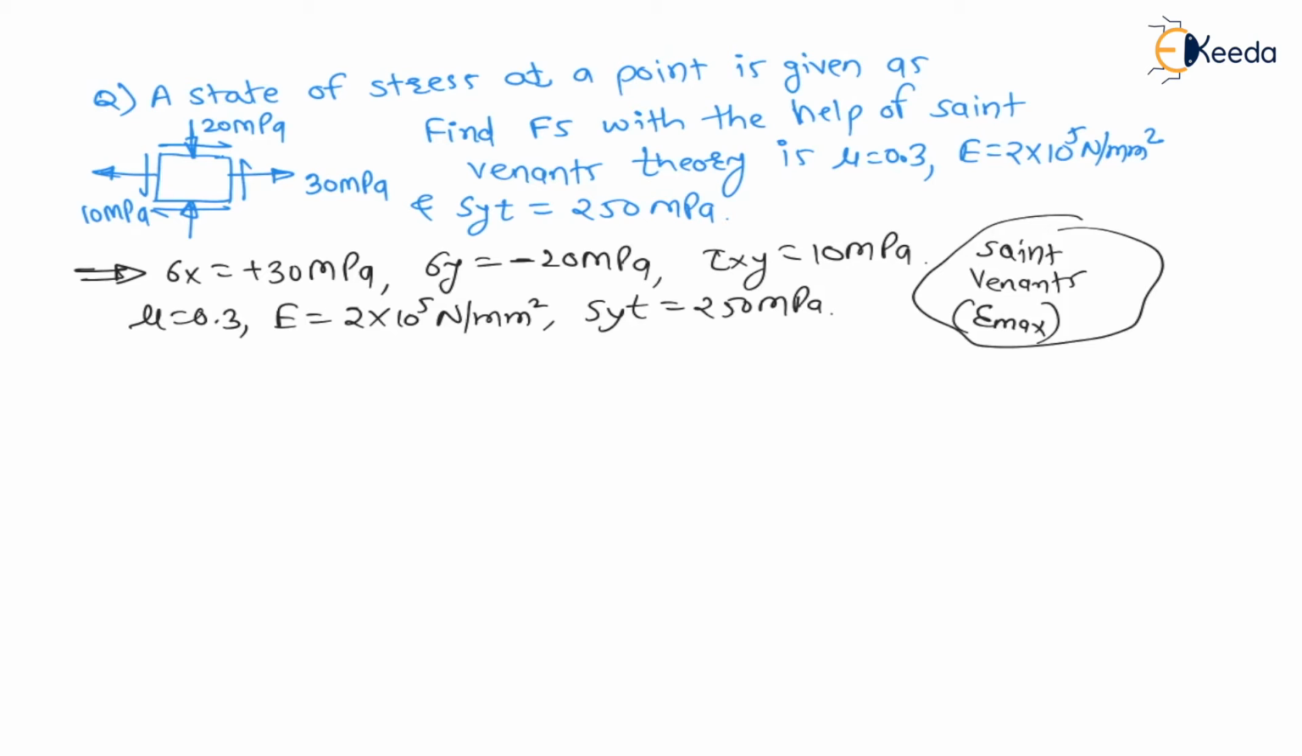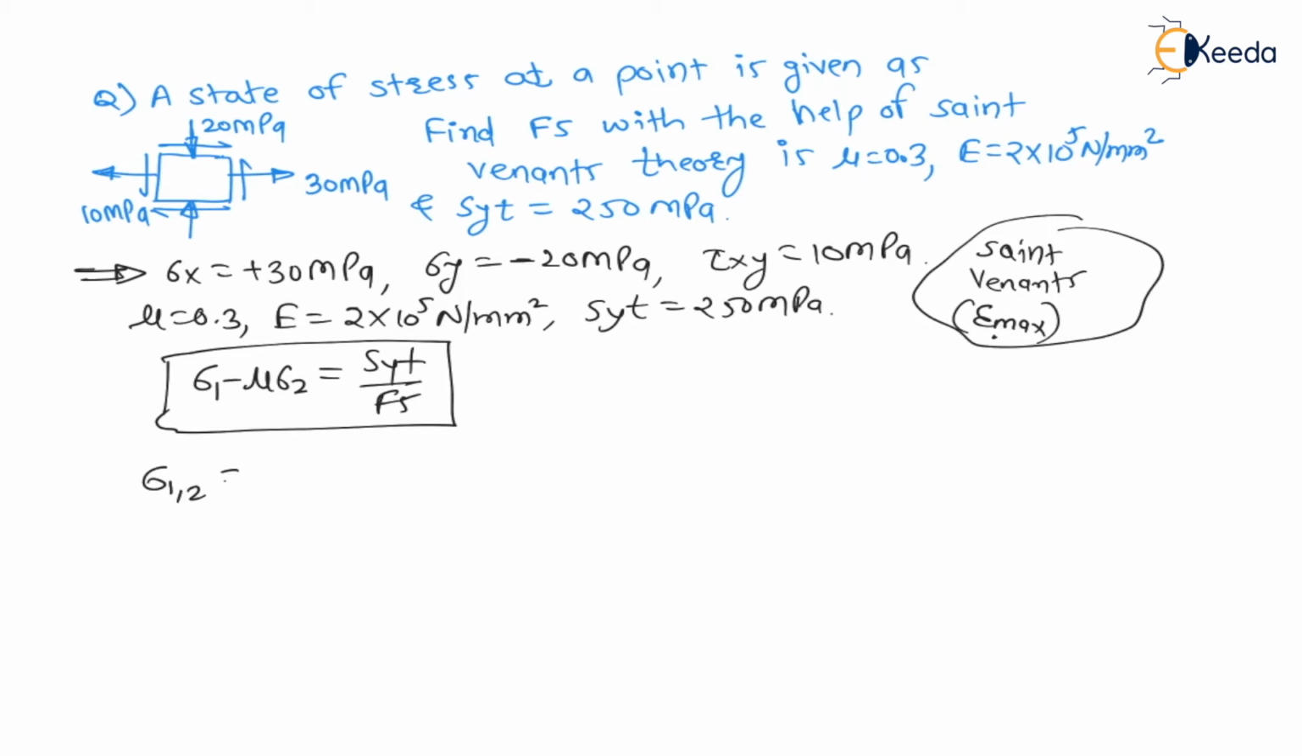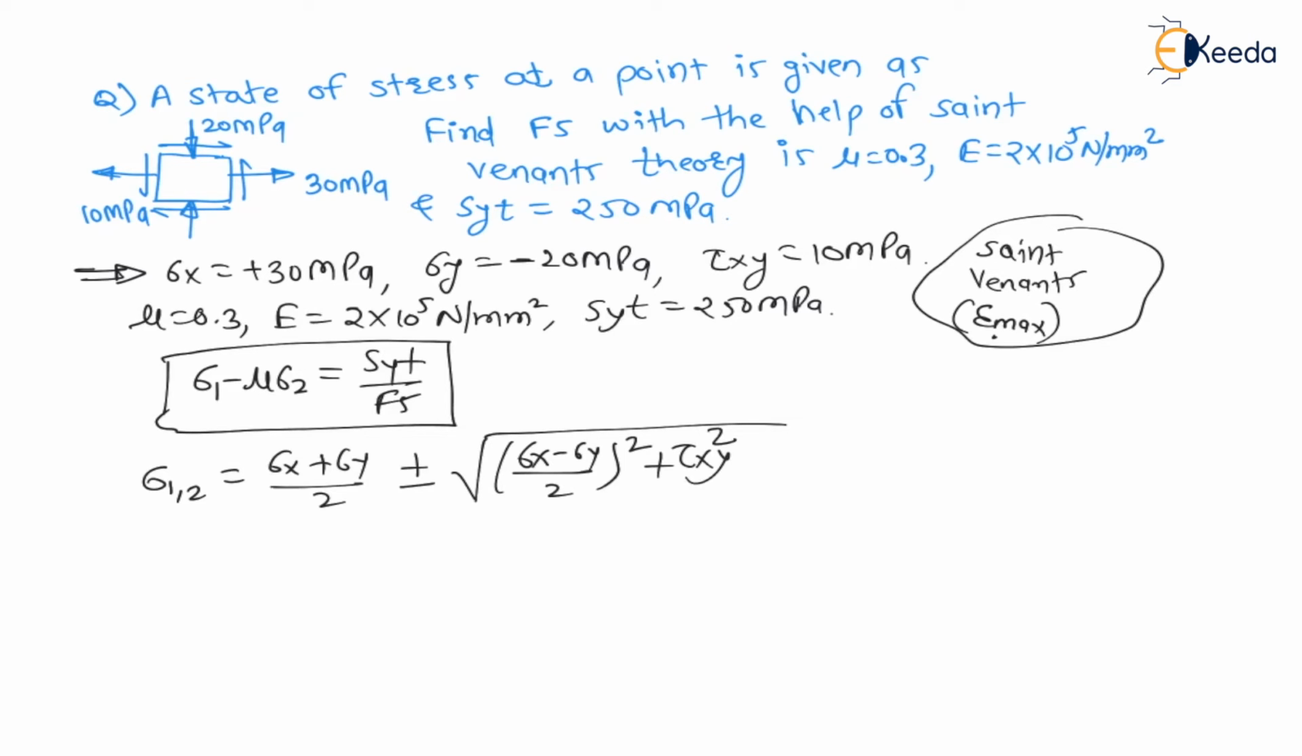Therefore, first of all, find principal stresses, right? As per Saint Venant's theory, what is this theory? As per Saint Venant's theory, sigma 1 minus mu sigma 2 is equal to SYT divided by the factor of safety. Therefore, here our target is to find sigma 1 and sigma 2. Therefore, use the formula sigma 1, 2 is equal to sigma x plus sigma y by 2 plus or minus under root of sigma x minus sigma y by 2 whole square plus tau xy square. This is the formula to find principal stresses.